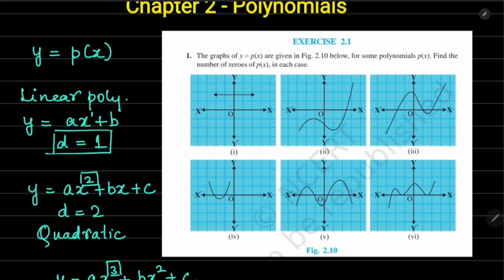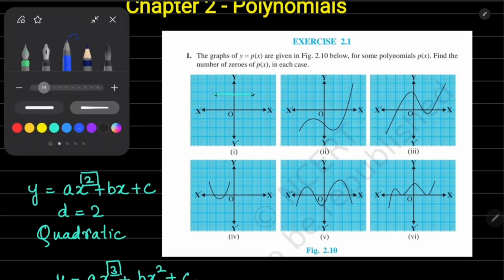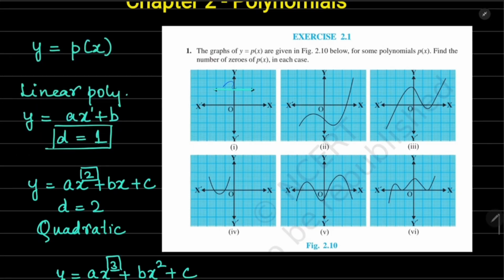So if you see in the first question, it does not cut the x-axis at any point, right? So here the number of zeros is going to be 0. In the second one, look at the graph here. This is your polynomial graph. The number of points at which it cuts your x-axis is only 1. That means the number of zeros is going to be 1. In the third one, the graph cuts the x-axis at 1, 2 and 3. So the number of zeros here will be 3.